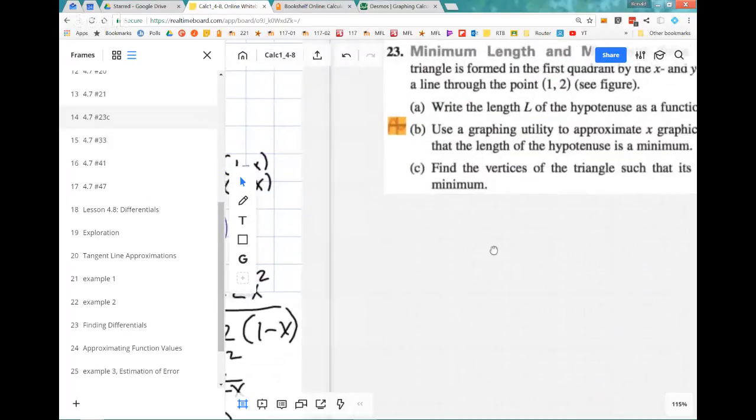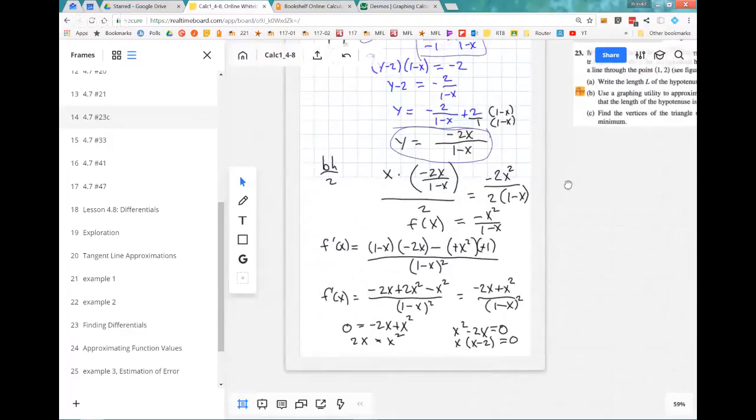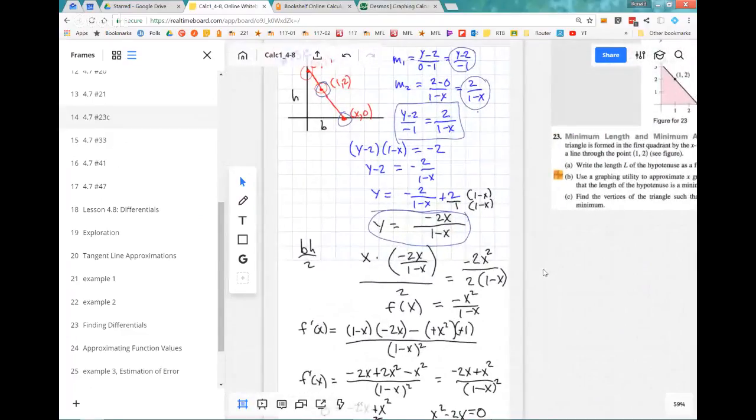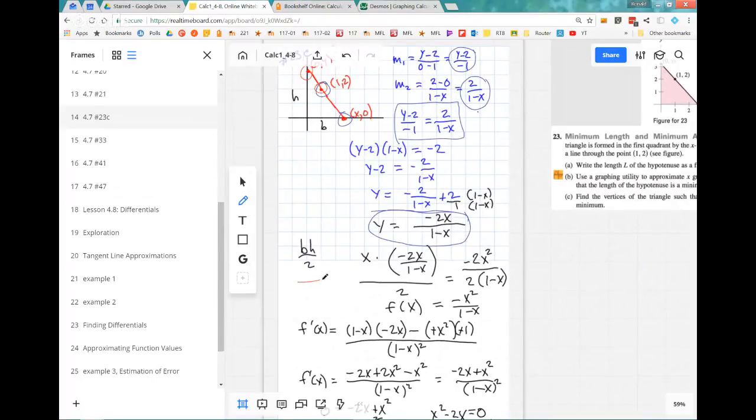What is the area of a triangle? Base times height divided by 2. Another name for the base down here is x, right? Because that's how far it is from here to here. It's x times the height, and the height is the y coordinate. And then base times height divided by 2.